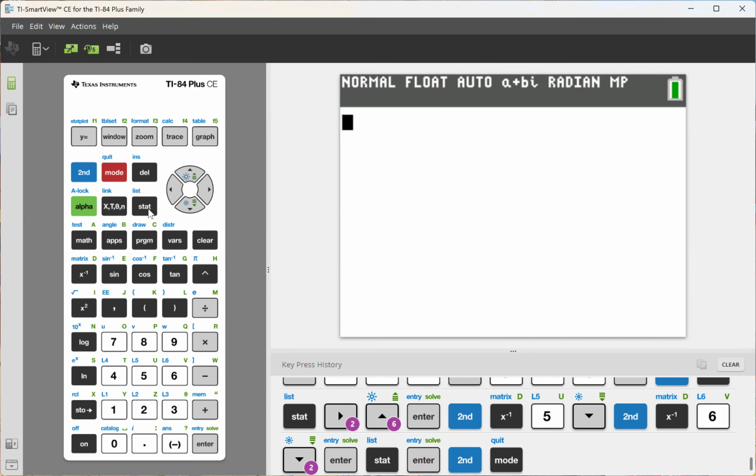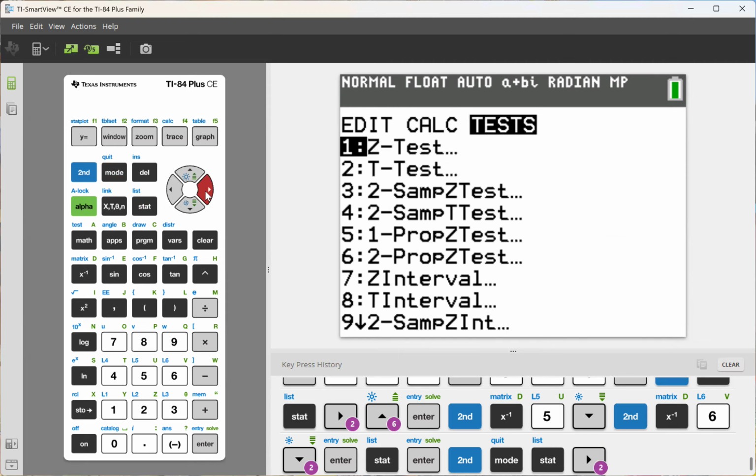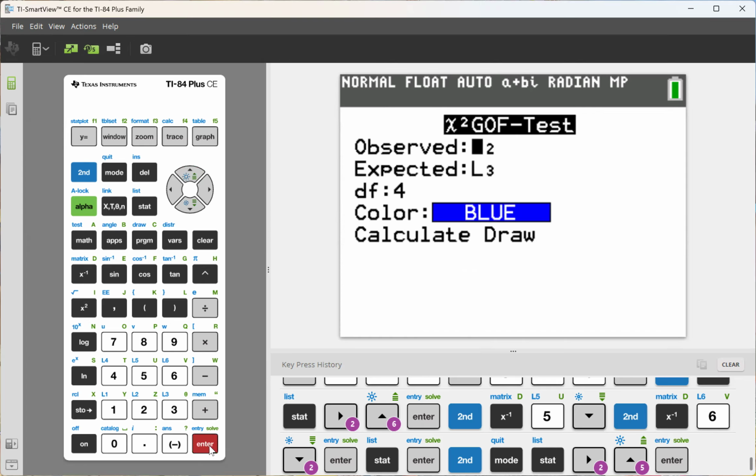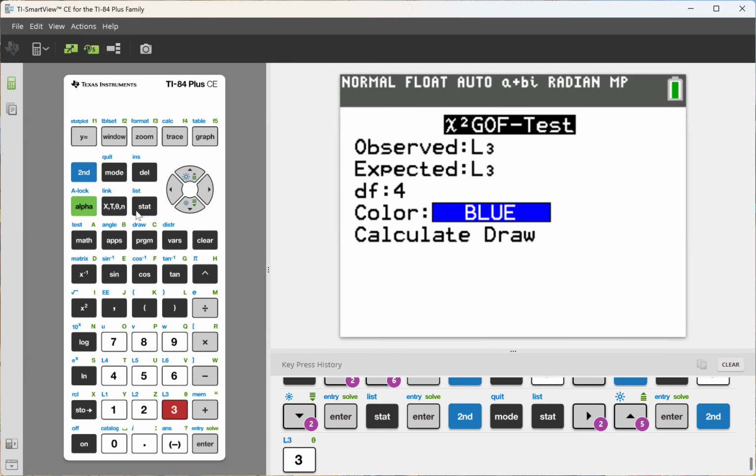I'm going to go to my Stat menu, to my Test, and I'm going to find the chi-squared goodness of fit, because what I'm trying to test is whether or not what I observe is what I expect. So I'm going to do the chi-squared goodness of fit test. Is what I see what I expect to see? So we put our observed in L3, and we put our expected in L4.